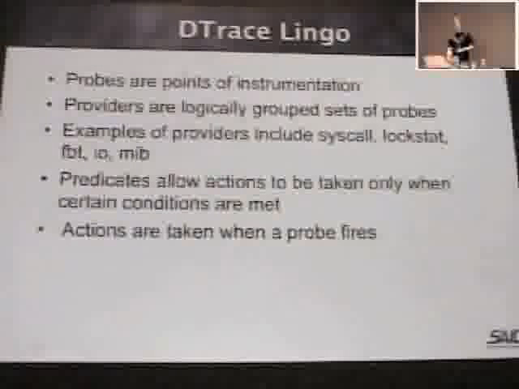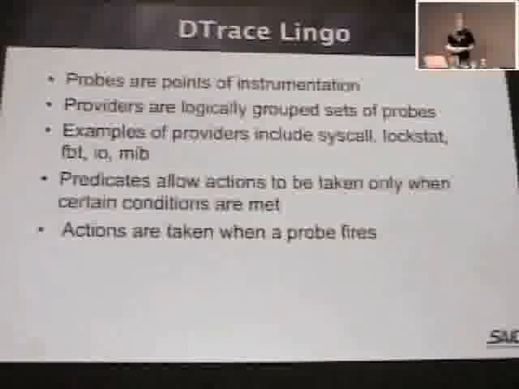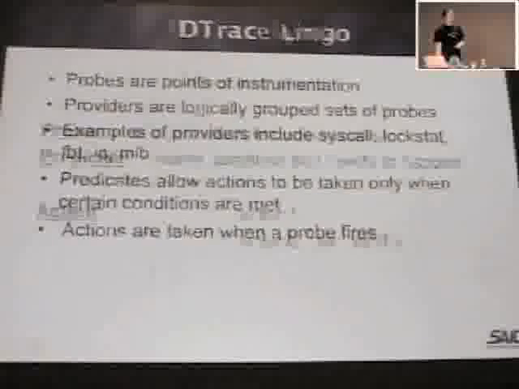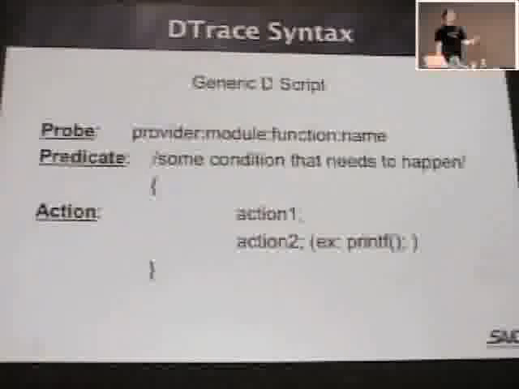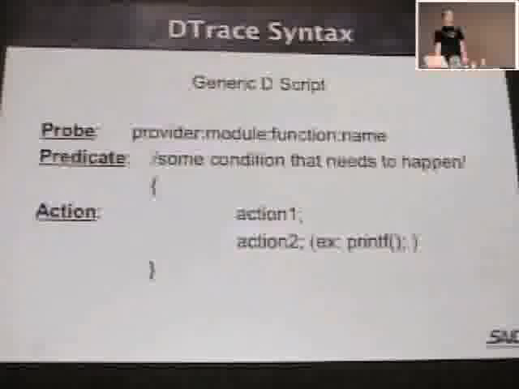So we've got probes, we've got providers, we've got predicates and actions. I'm not going to go over this too much. You can read the docs. The syntax looks a lot like this, pretty straightforward. The probe specifies the point of instrumentation. The predicate is some conditional on which to fire that probe, and the actions are what you want to have happen when that condition is true. Usually this is just recording data.